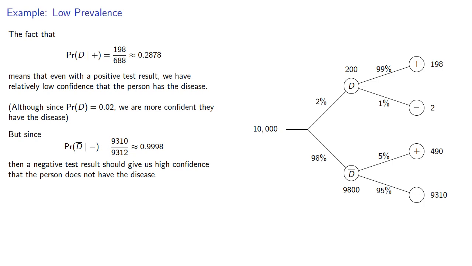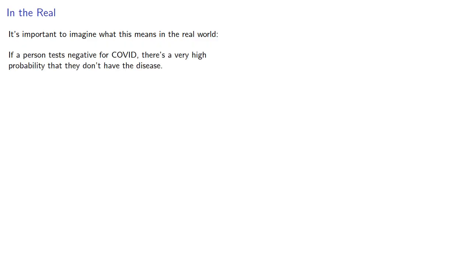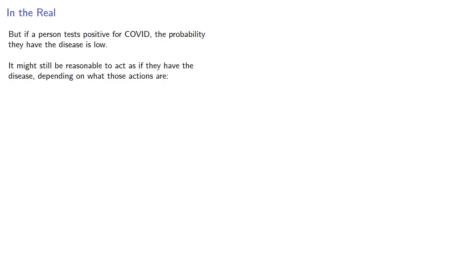It's important to imagine what this means in the real world. If a person tests negative for COVID, there's a very high probability they don't have the disease, so it's reasonable to act as if they don't have the disease. But if a person tests positive for COVID, the probability they have the disease is low. But it might still be reasonable to act as if they have the disease, depending on what those actions are.